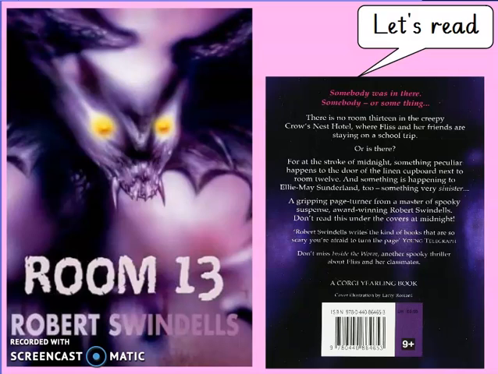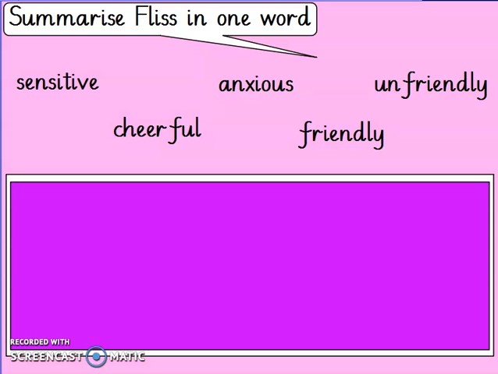Welcome back, Year 6. Now that you've read chapters 1 and 2, how were your predictions? Did you predict right? So your last task is to summarise the character Fliss in 1 word. Here are a few examples. You don't have to use these words. You can think of your own word. But when you do choose a word, I want you to justify your word, okay? And by giving evidence in the text. Here's an example.